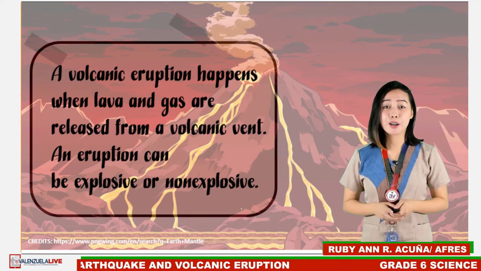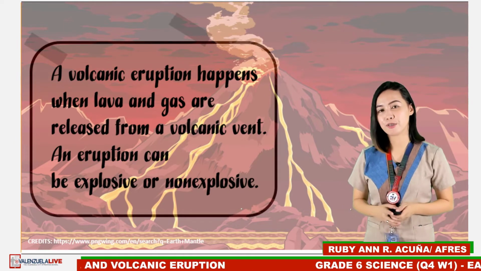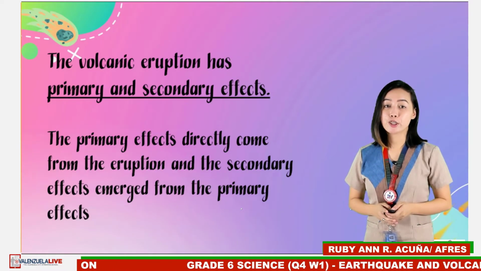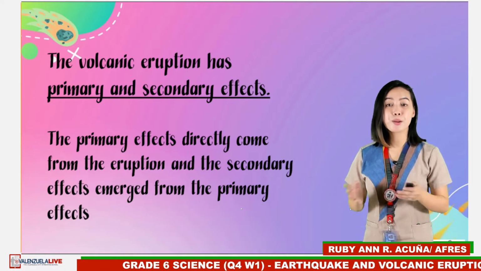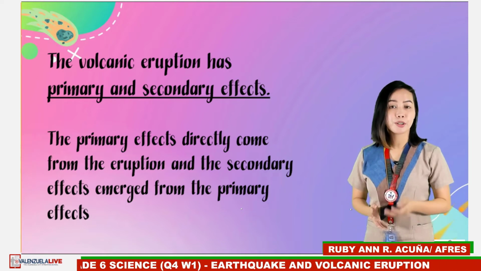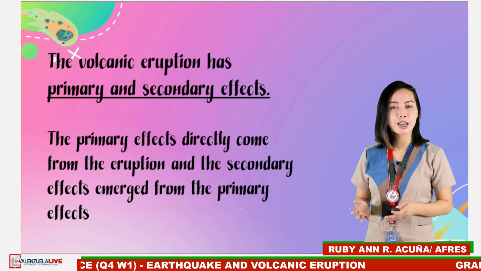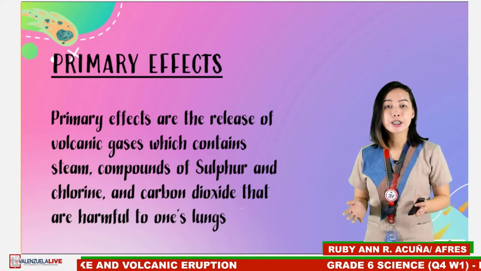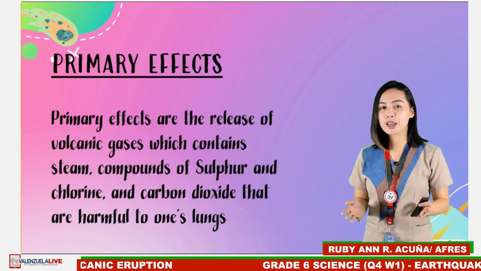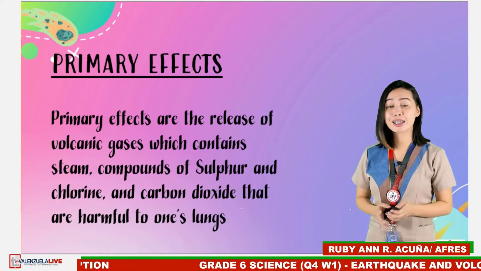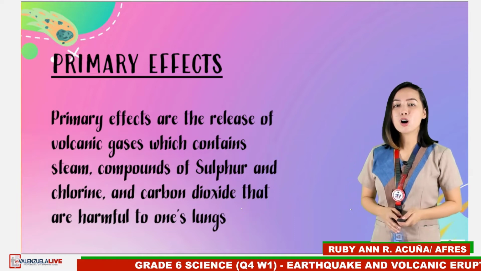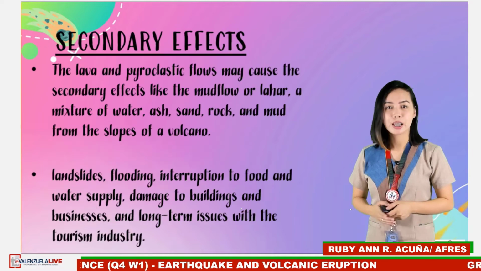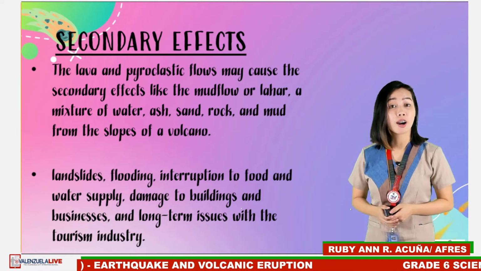The volcanic eruption has primary and secondary effects. The primary effects come directly from the eruption, and the secondary effects emerge from the primary effects. Primary effects include the release of volcanic gases, which contain steam, compounds of sulfur and chlorine, and carbon dioxide that are harmful to one's lungs. Also, the lava and the pyroclastic flows may cause secondary effects, like the mudflow or lahar.